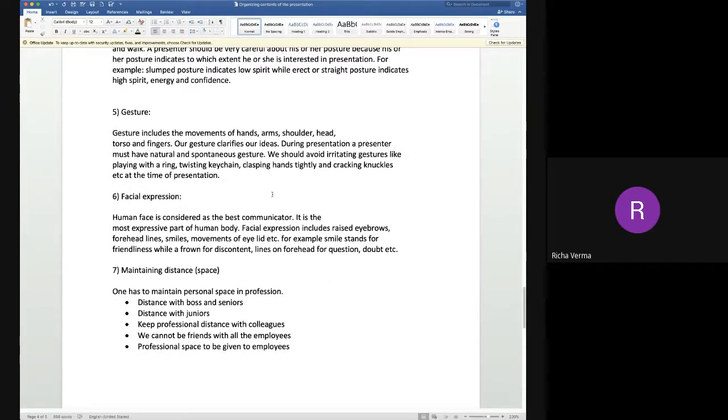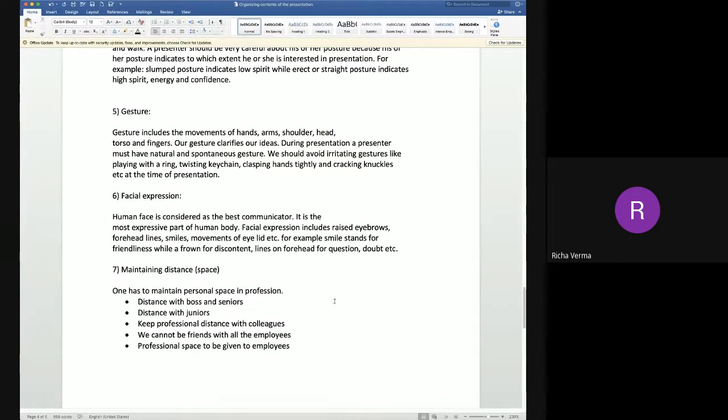Gesture means the movement of hands and body. Okay, arms, shoulders, fingers, neck, ये सब gestures होते हैं. तो आपके जो gestures हैं वो भी proper होने चाहिए. So you should not be playing with ring, twisting keychain, playing with your wristwatch. When you are presenting, you have to see that your hand movement should be proper, or your neck movement and eyebrow movement should be proper. It should not be unnecessarily too much.